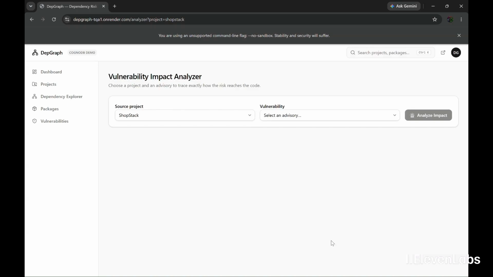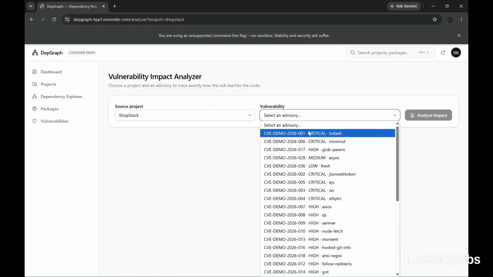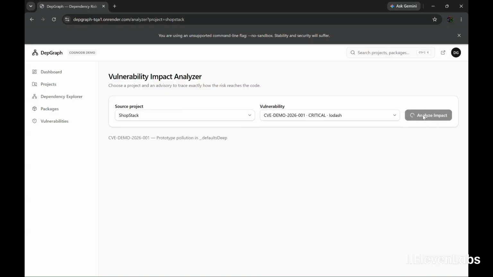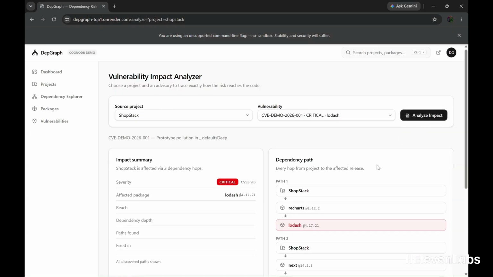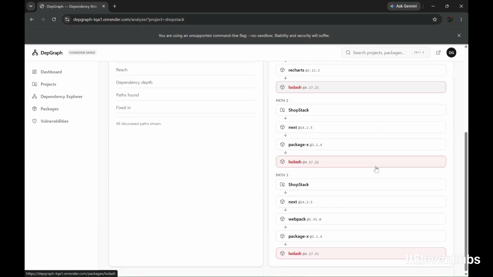The vulnerability impact analyzer determines how the vulnerability connects back to the selected project. Instead of simply displaying vulnerability information, it analyzes the dependency relationships and identifies the paths connecting the project to the affected package and version. This turns vulnerability information into project-level impact analysis.